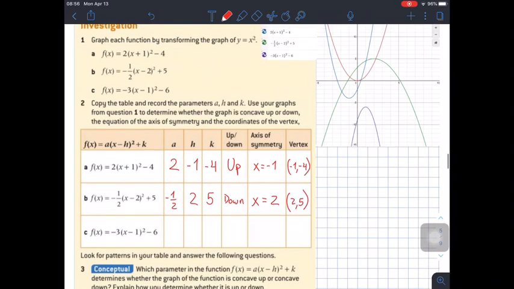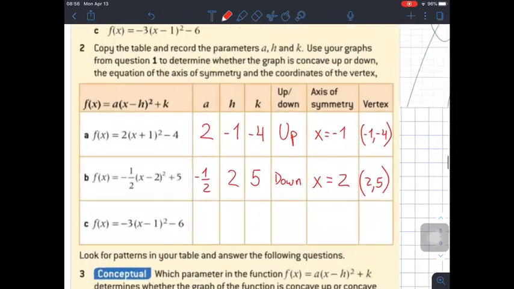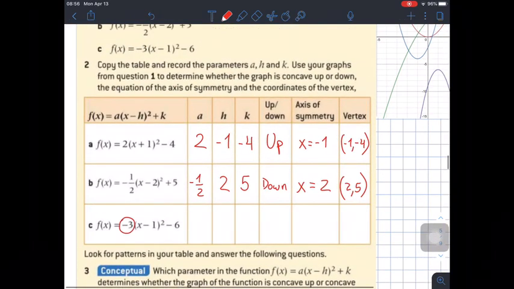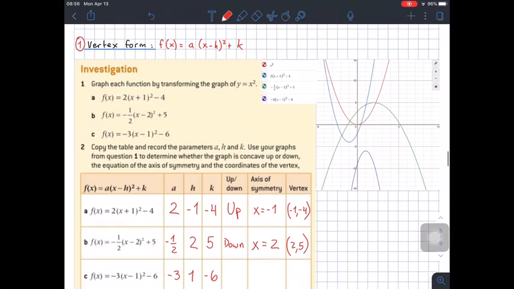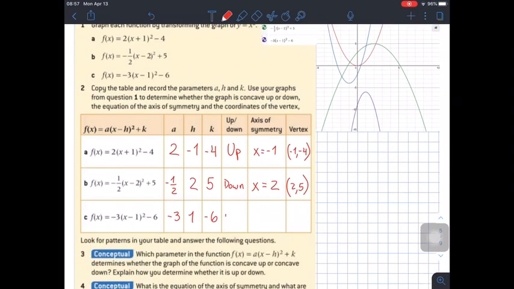Finally, for the last case, if we look at the function, the value of a is -3. So this is -3. The value of h would be 1. And the value of k is -6. If we look at the graph, this parabola, the purple one, opens down, right? So we're going to write down.